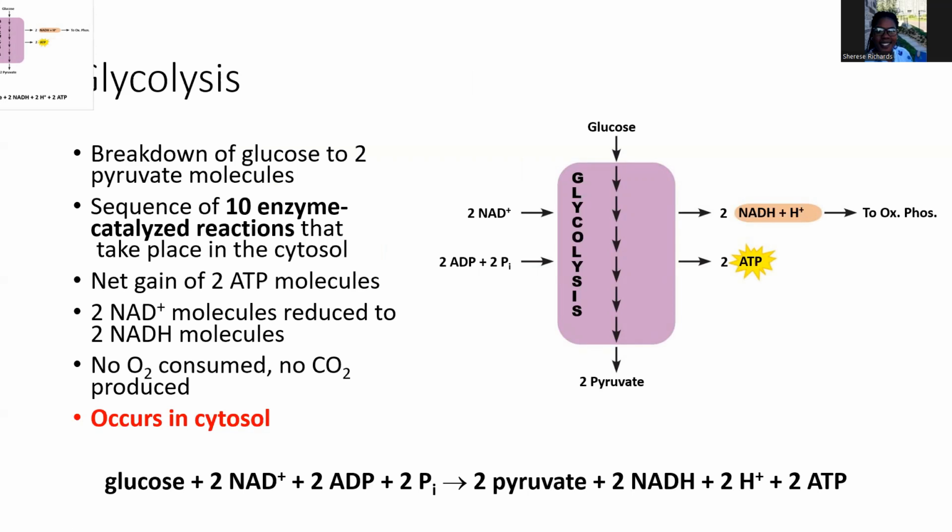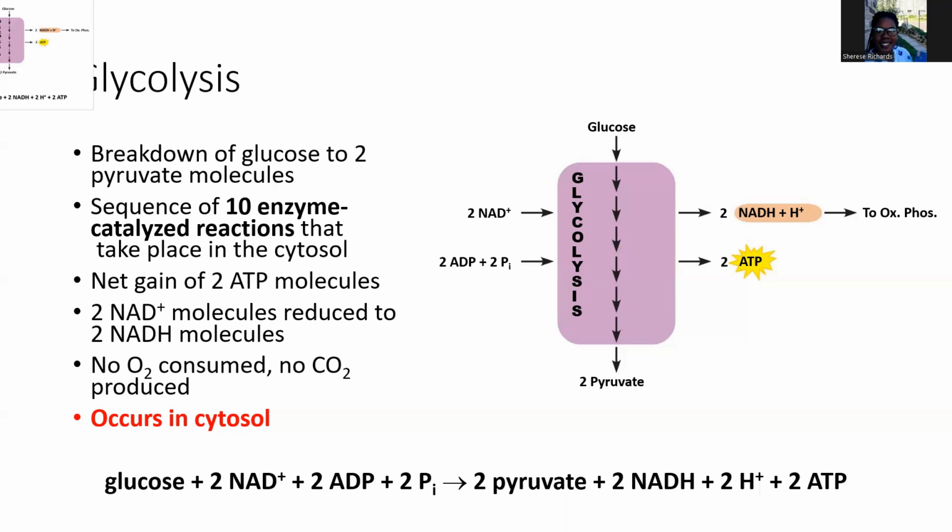So we break down a molecule of glucose, and what we get at the very end is 2 pyruvate molecules. Okay, 2 molecules that are called pyruvate. In order to do so, it's a sequence of steps. So it's 10 individual enzyme catalyzed reactions. We're going to look at each of them individually. I don't need you to memorize them.